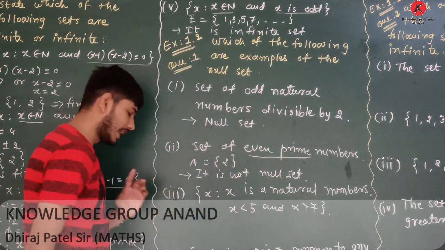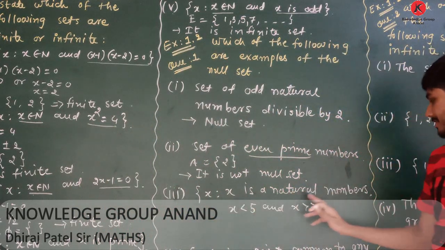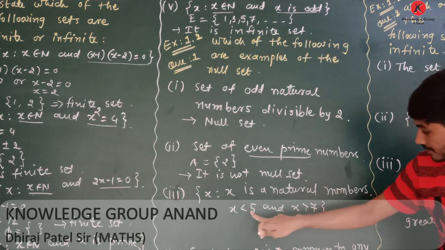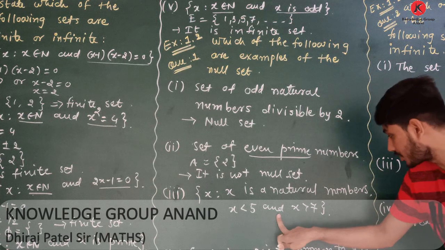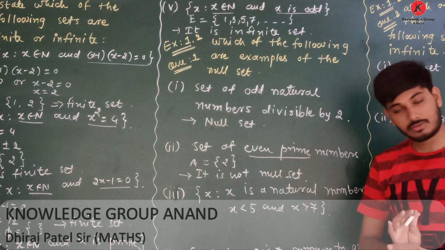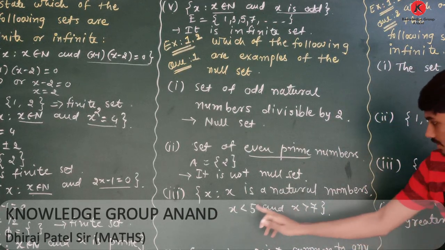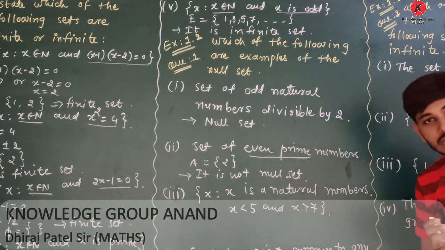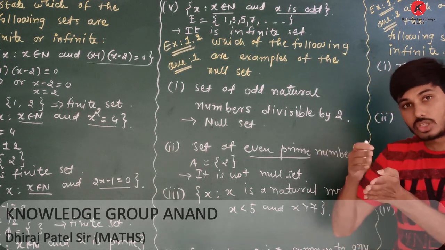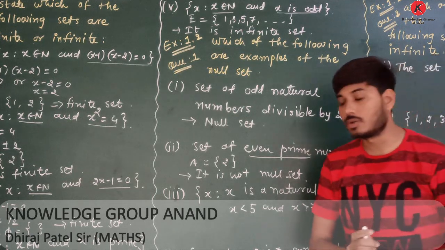Next, the third question. x such that x is a natural number, x less than 5, and the third condition also, x greater than 7. Natural numbers less than 5: the list is 1, 2, 3, 4. Okay, two conditions. Now going for the third condition, x greater than 7. So 1, 2, 3, 4. Are they greater than 7? No, they are not greater than 7.